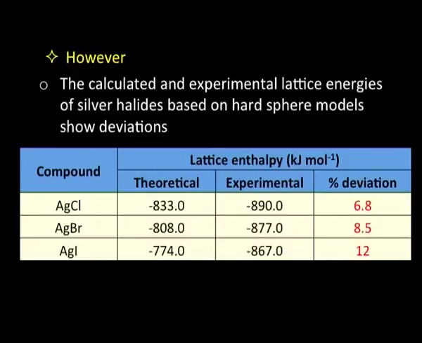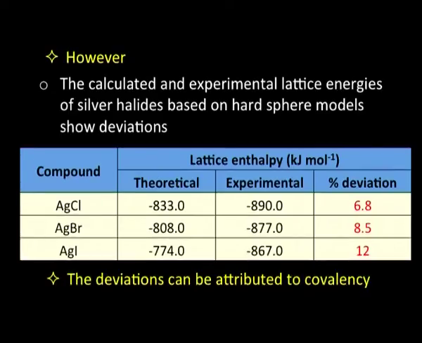However, when we go on to similar data for silver halides based on the same hard sphere model, we find that there is enough deviation. For silver chloride, bromide and iodide, these are the theoretical predictions on the basis of the hard sphere model, and what we experimentally observe are these numbers. There is a deviation of about 6.8, 8.5 and about 12%, which is a significant deviation. That means the experimentally determined data does not match with the theoretical prediction.